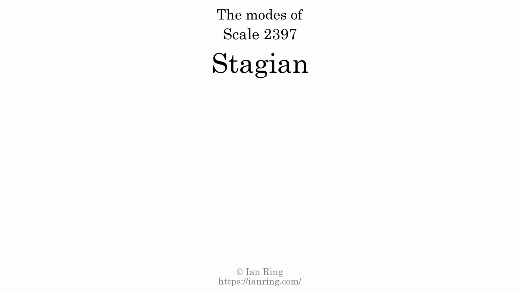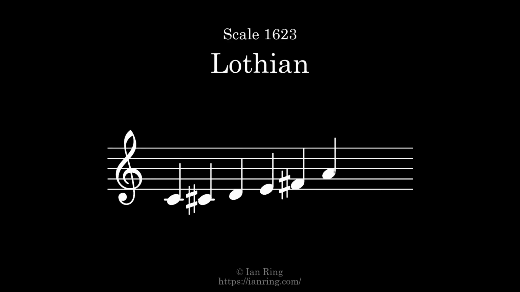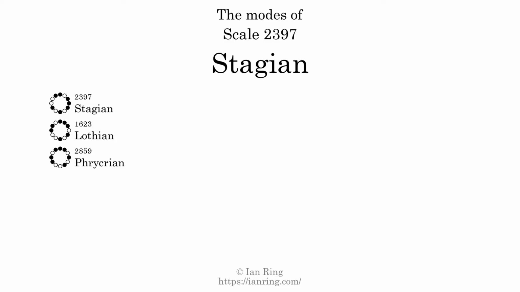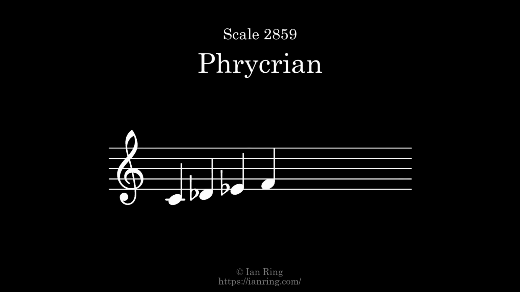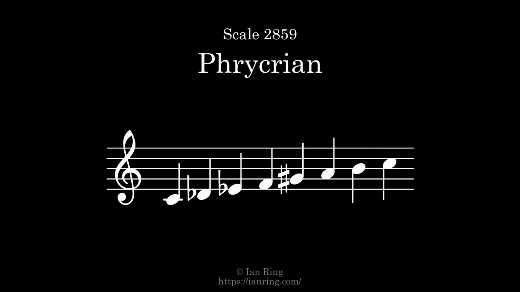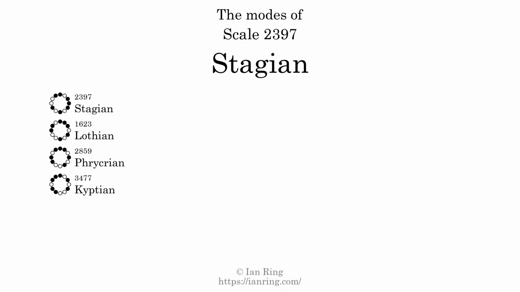This scale has 7 modes. The first mode is itself. The second mode is scale 1623, also known as Lothian. It sounds like this. The third mode is scale 2859, also known as Phrygian. It sounds like this. The fourth mode is scale 3477, also known as Caipsian. It sounds like this.